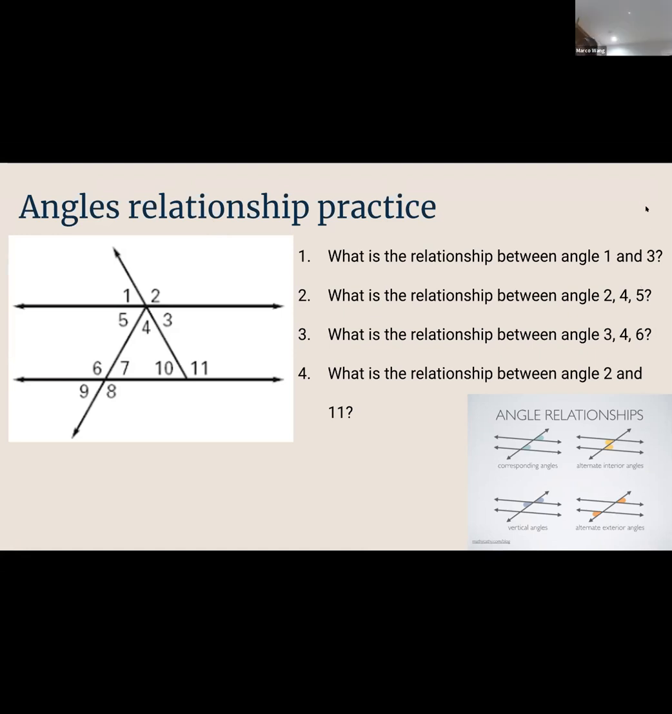Yeah, so number 3, what is the relationship between 3, 4, and 6? So if you look at it, angle 6 is congruent to 3 and 4 combined, since it's alternate interior angles theorem. And then for number 4, what is the relationship between angle 2 and 11? They're both congruent as well. It's because it's the transversal. Yeah.